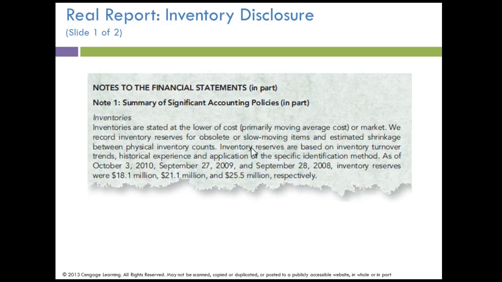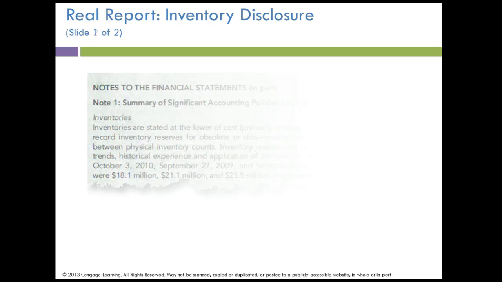And also it needs to be disclosed. As you see here, inventories are stated at lower of cost or market. We record inventory reserves for obsolete or slow-moving items. We estimate shrinkage between physical inventory counts, and they're based on inventory turnover trends. But they are providing the notes to the financial statements so users can see how their inventory is being valued.